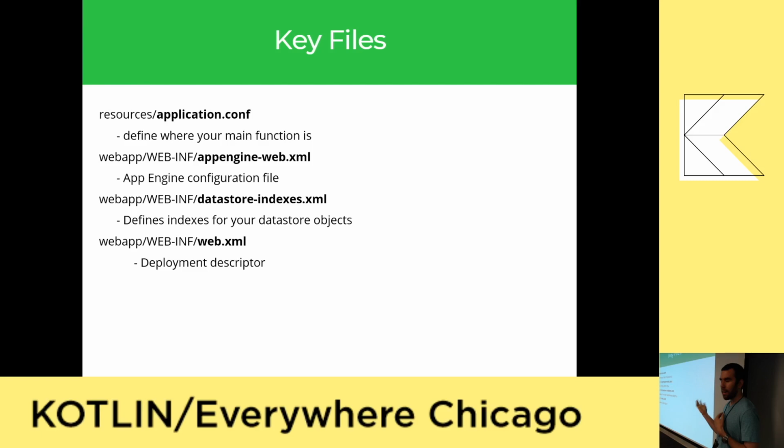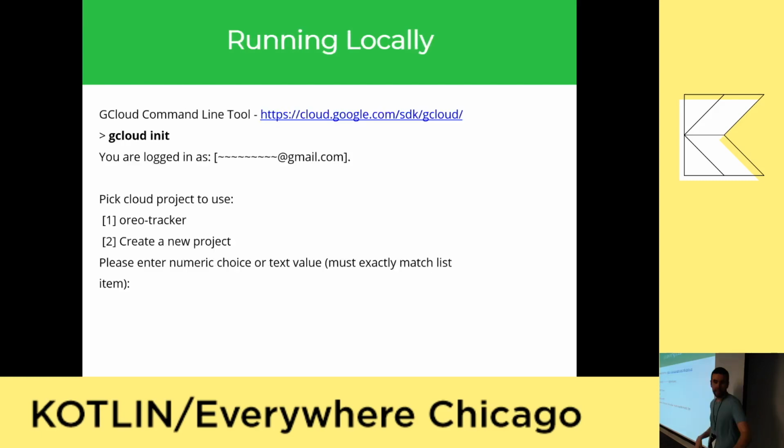So you're going to want to start by downloading this command line tool. It's available for every operating system, and it's just going to give you access to this GCloud command. First thing you're going to do is gcloud init, and you're going to log in to your Gmail. From here, you can either use a project that you already created, so I already had an Oreo tracker created, or you can even do everything straight from the command line. You never really have to view the web if you don't want to. So you're just going to want to make sure you run that initializer.